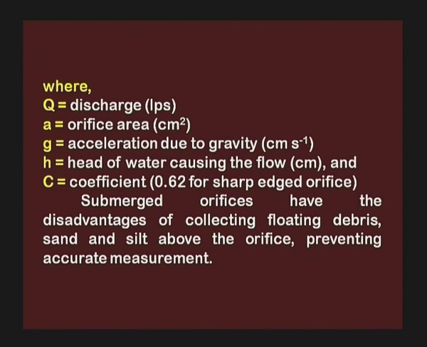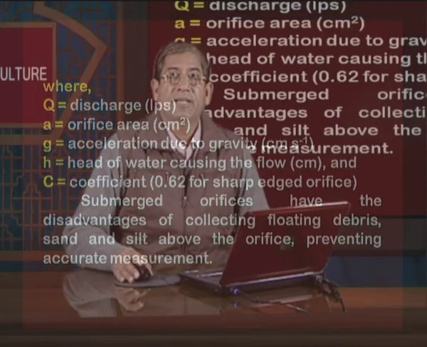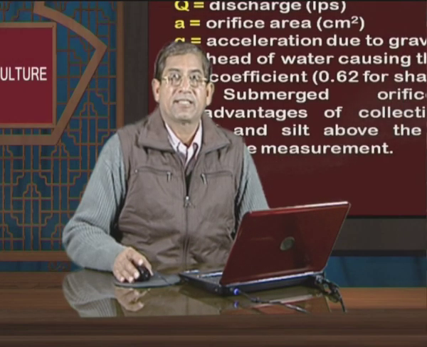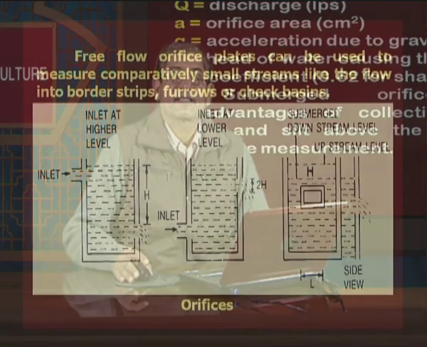Submerged orifices have the disadvantage of collecting floating debris, sand and silt above the orifice, preventing accurate measurement. Orifices may be used where the fall of the water is less, whereas in the case of weirs, only when the fall of water is more can weirs be used.